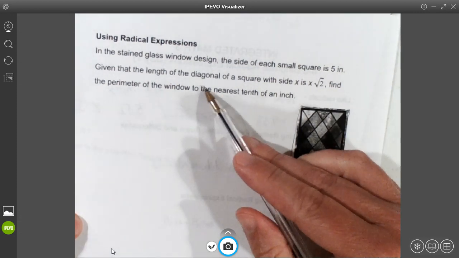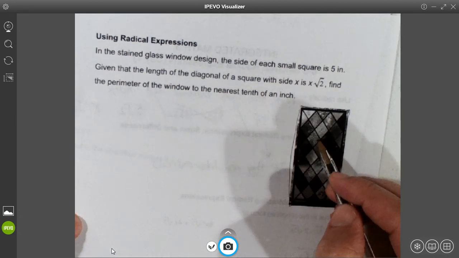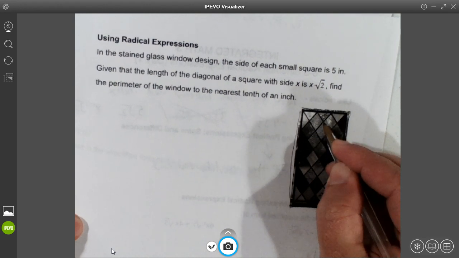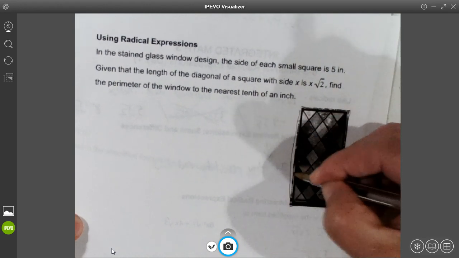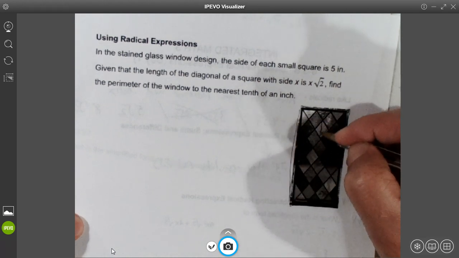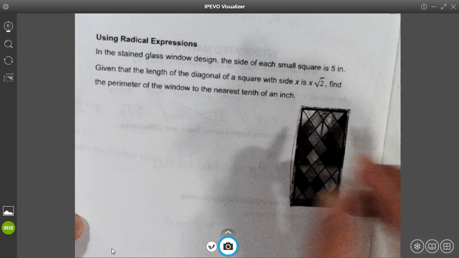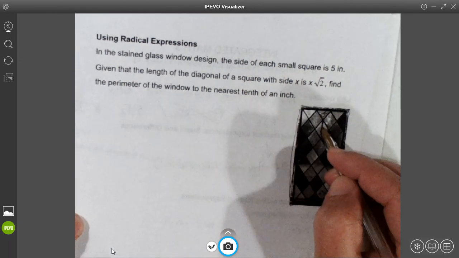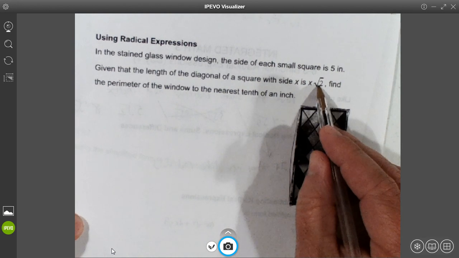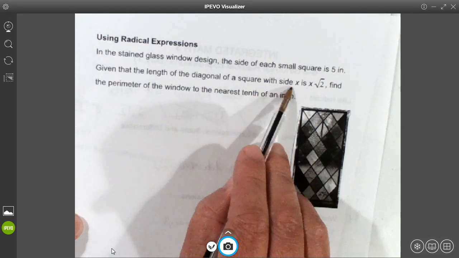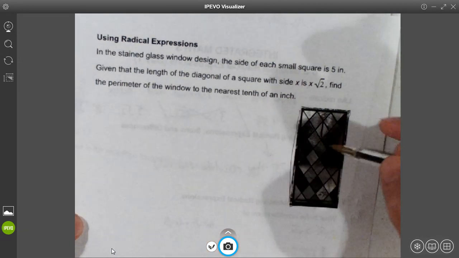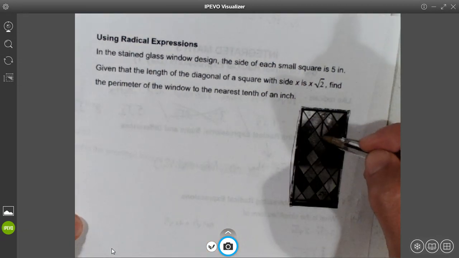Well, they tell us that this stained glass window is made up of little squares that are all 5 by 5. But unfortunately that doesn't help us find this distance, because this distance is the diagonal of that. Well, wait a minute. They just told us that each of those diagonals is 5 times the square root of 2. The diagonal of a square with side x, 5 in our case, is 5 times the square root of 2. So this is 5 square root of 2.